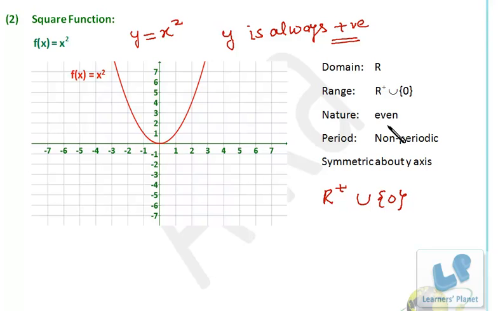Now, we have just discussed the even and odd function. Here, f(x) is equal to x square and f of minus x is equal to minus x square, that is x square, right?